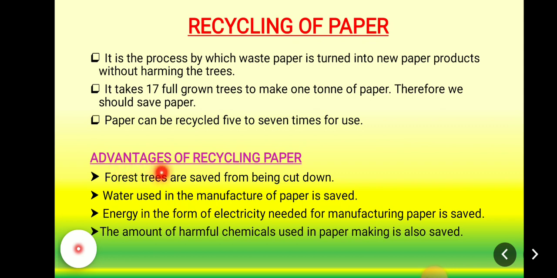And what are the advantages? Let's see. Forest trees are saved from being cut down. Water used in the manufacture of paper is saved. Energy in the form of electricity needed for manufacturing paper is saved. The amount of harmful chemicals used in paper making is also saved.